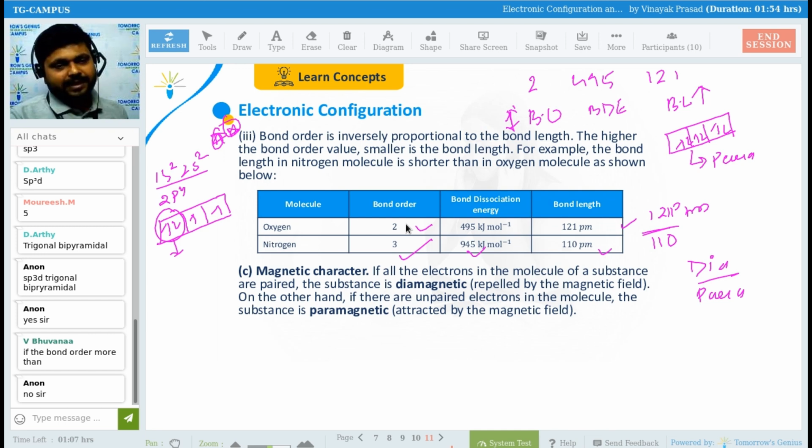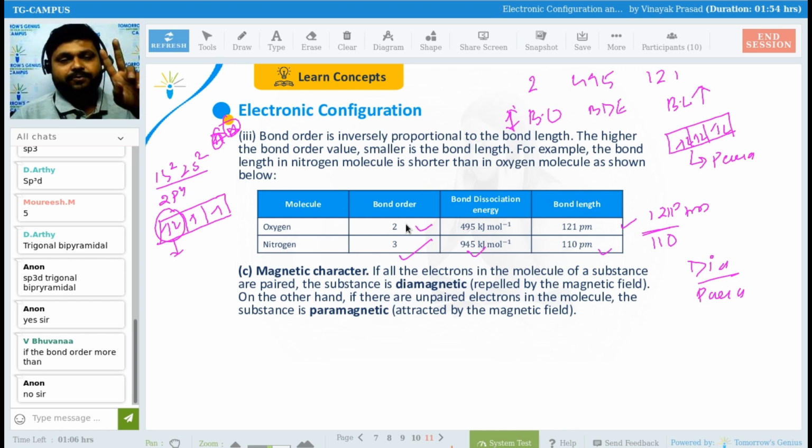And what is the meaning of diamagnetic? Diamagnetic means repelled by a magnetic field. If it is diamagnetic in nature, it will be repelled by the magnetic field. If it is paramagnetic in nature, it will be attracted by the magnetic field. Getting my point, everyone? Is it easy? If you are not understanding it this way, then I will give you another example.